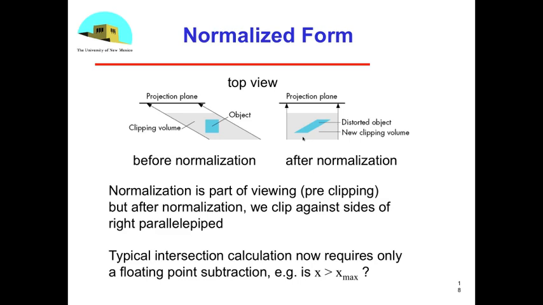So the other real benefit of normalization turns out to be that it reduces clipping to a very simple problem that doesn't require a lot of arithmetic, in particular floating point arithmetic. Okay, so in the next lecture, what we'll see is what happens if now we're looking at polygons instead of line segments, and we'll see it's another reason why first reducing everything to triangles is going to be so important.